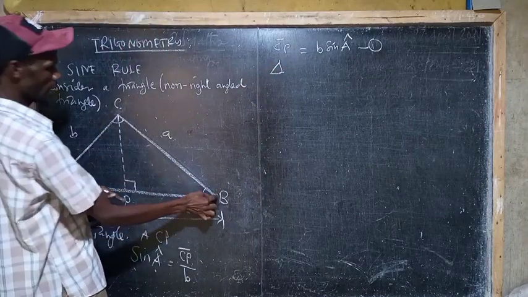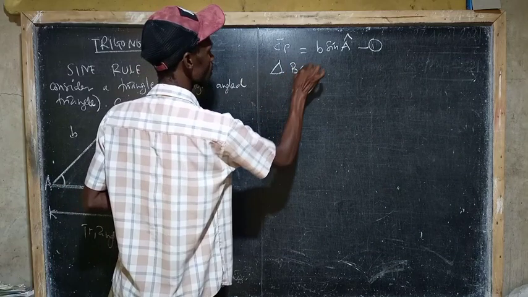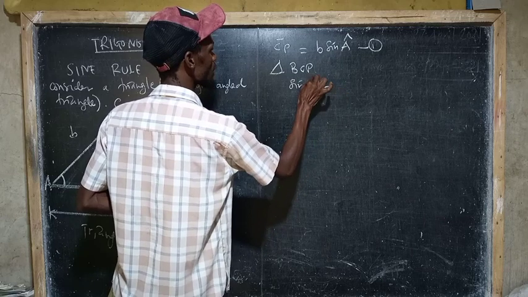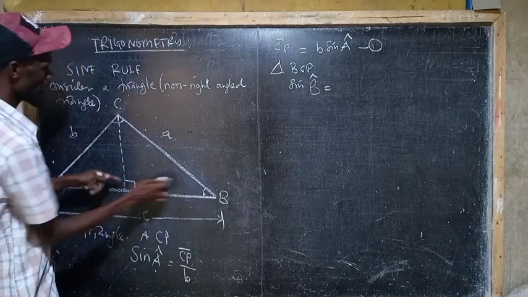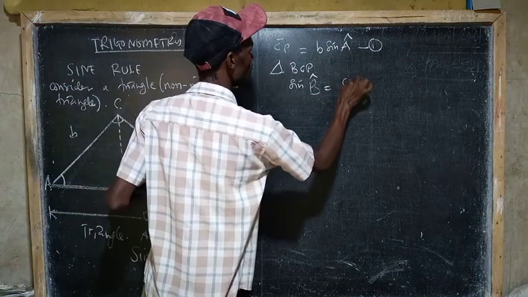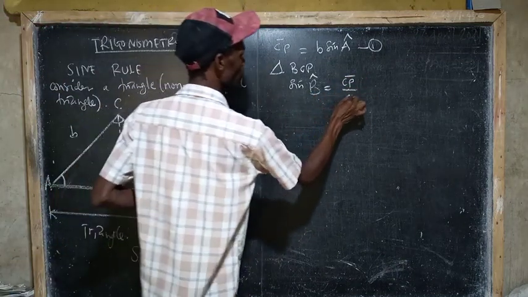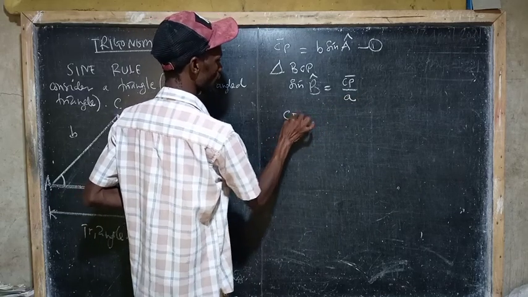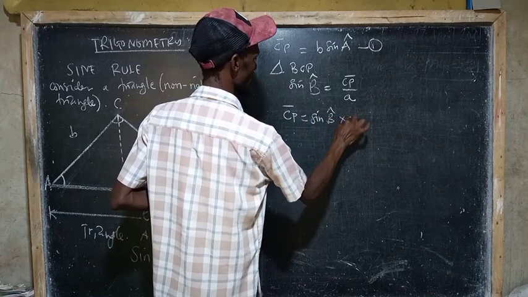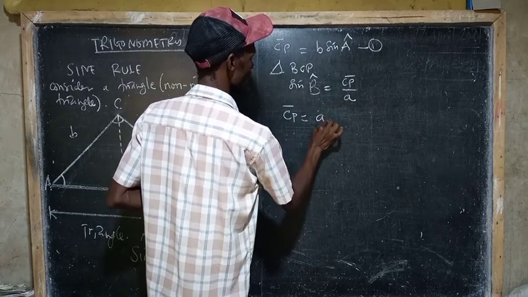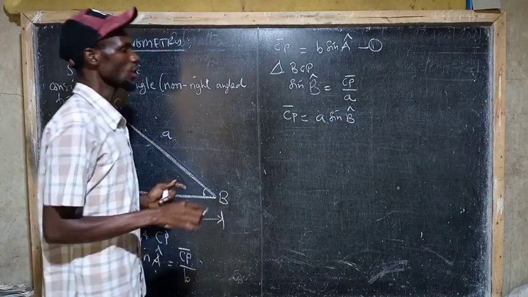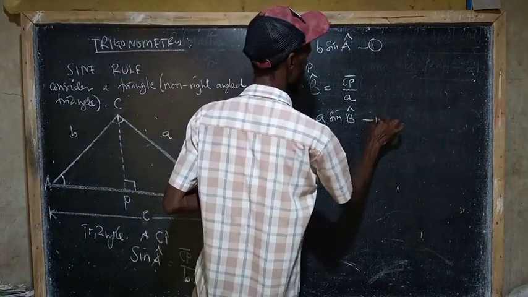Lakini vile vile nikiconsider triangle BCP. BCP maana yake sine of an angle B itakuwa sawasawa na opposite over hypotenuse. Opposite is CP also, over hypotenuse is A, making CP the subject is equal now to sine of an angle B times A. So in other words, we would have written it as A sine of an angle B. This is what I would have written. So this is the second equation.